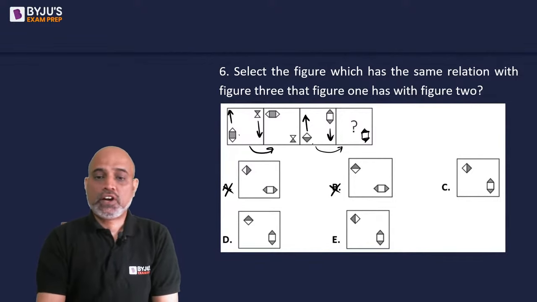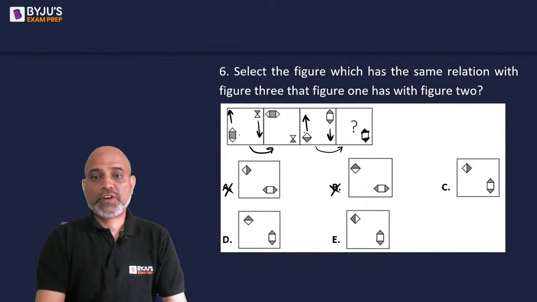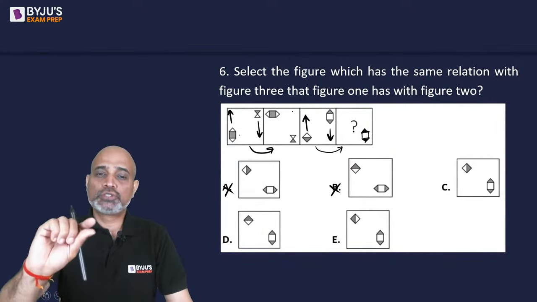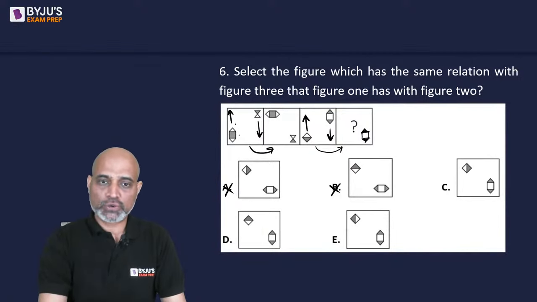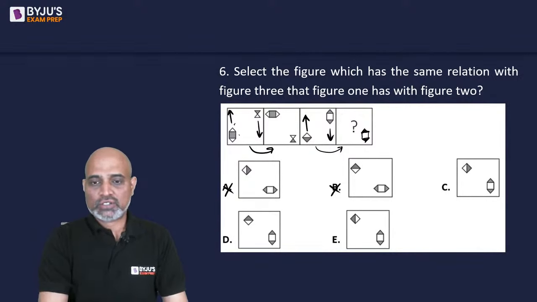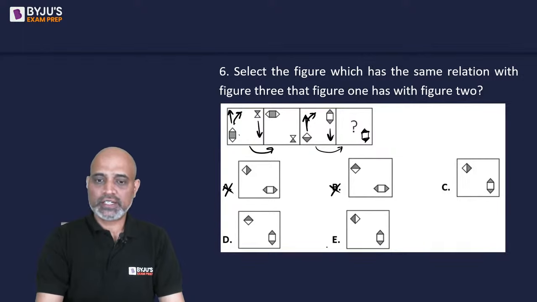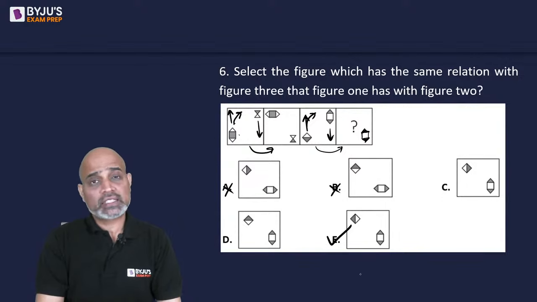Now, if you look at this diamond shaped figure where the shaded portion is below, when it moves upwards, it is supposed to take a rotation. Okay? So you can take it clockwise or anti-clockwise, it doesn't matter, right? Let's take it as clockwise. So if it moves clockwise, the shaded portion should be pointing towards the west direction, right? So E makes sense.